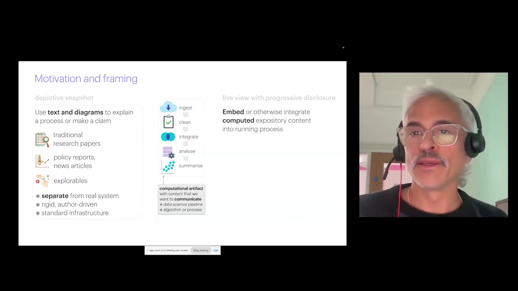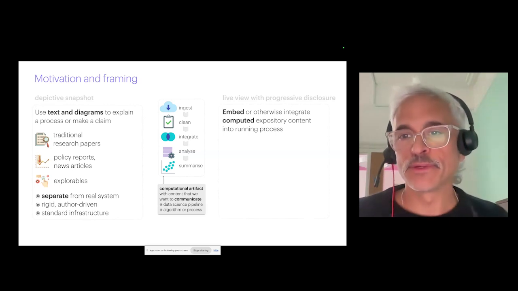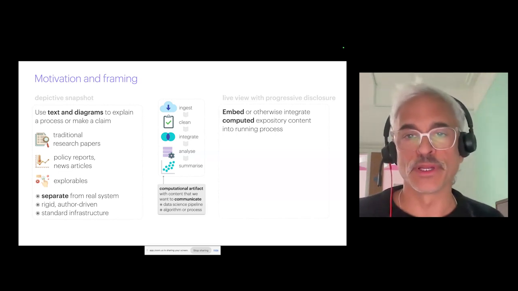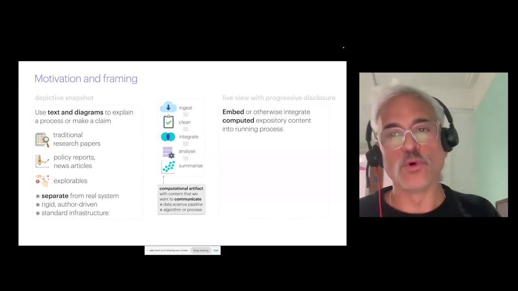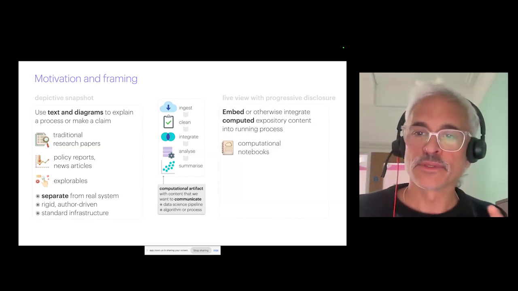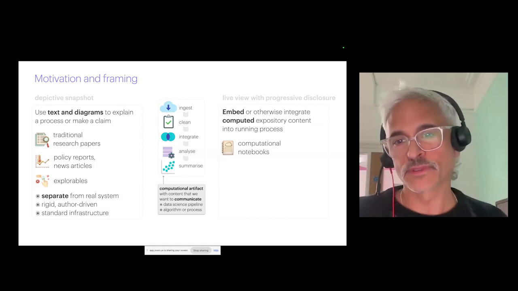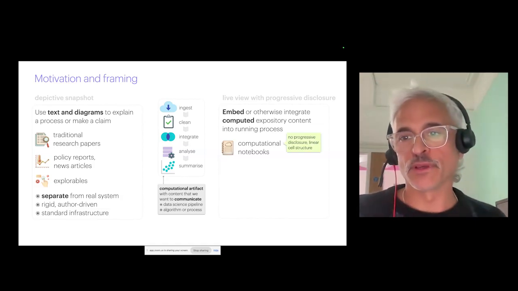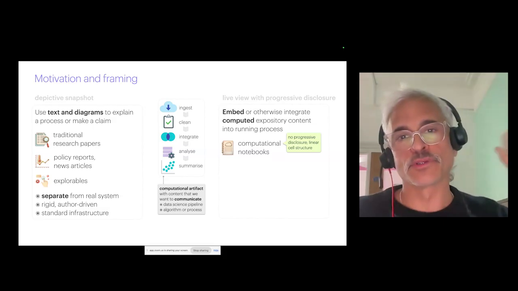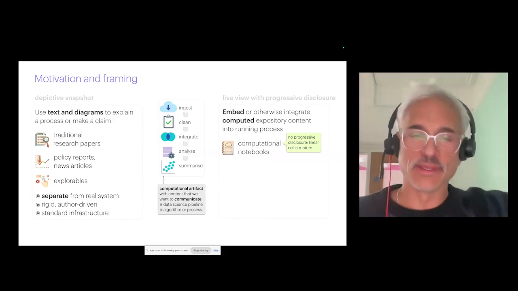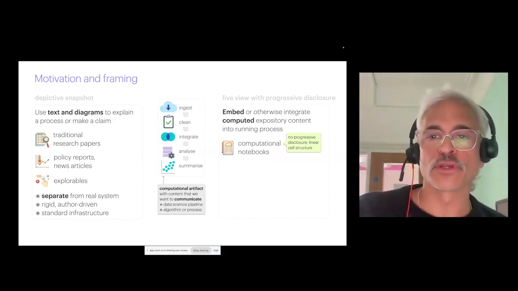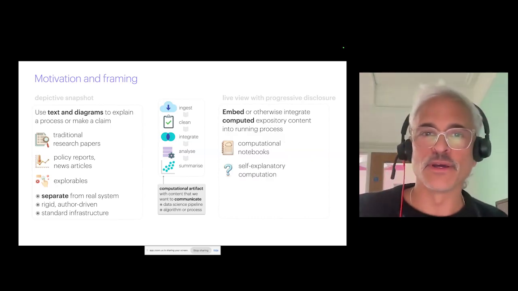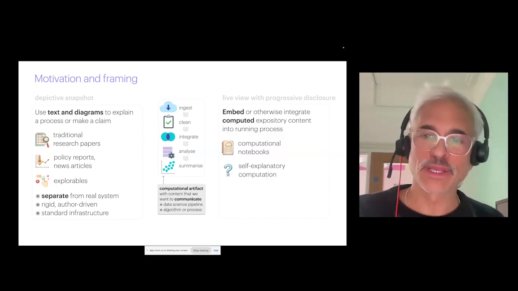So on the other side, the idea is slightly different. The idea is to embed or in some other way integrate expository content into the running process to try and make it more self-explanatory. So in some sense, computational notebooks are already a step towards this, but they don't really have progressive disclosure. There's a linear cell structure that's established up front, and it flattens everything out into this top level structure.